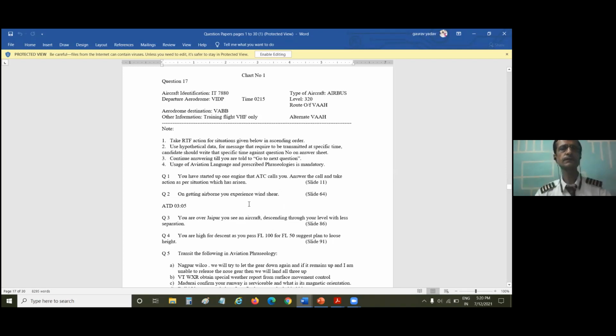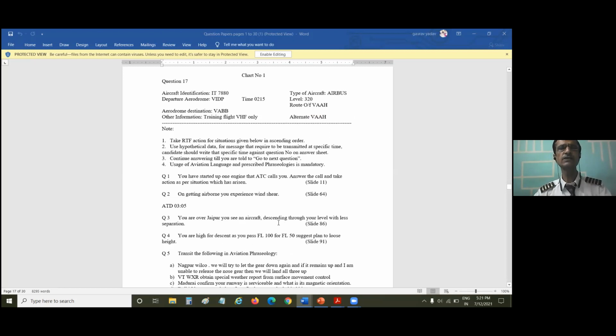So just before 0215. Why before? Because it's the time of engine start, no? It's not the time of engine start. The flight does not start when the engine starts. You may start the engine and keep it on for half an hour to warm up the engine. That is not it.